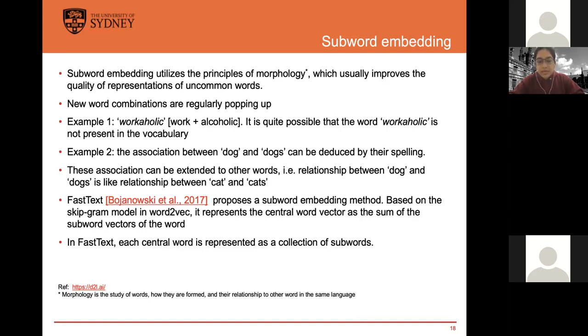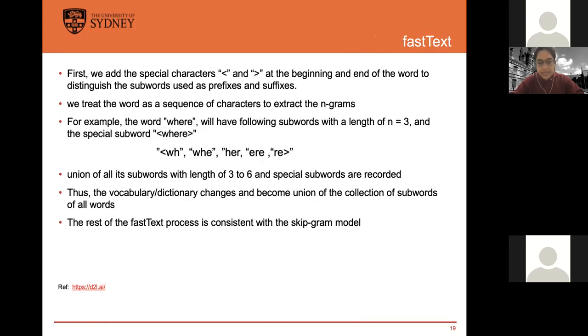Another example is the association between dog and dogs, and similar associations between other words like cat and cats. In the word2vec algorithm, this relationship is not represented in the model. So fastText proposes a subword embedding method, which is quite simple. Let me explain it first.